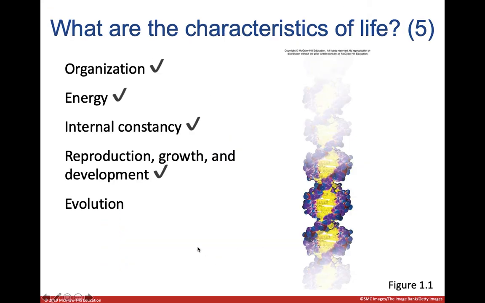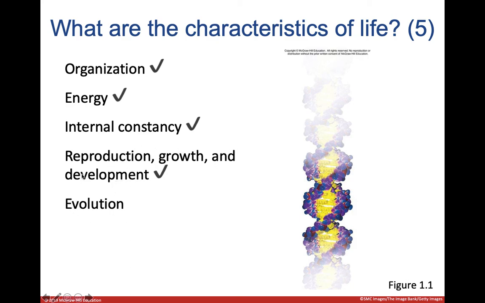So, life is the only thing on the planet that is capable of reproduction, growth, and development. Rocks don't reproduce. You break a rock in half, you get two rocks. It's never going to make another rock by itself. Rocks don't grow. Rocks don't really develop. So, that's another characteristic of life: reproduction, growth, and development.